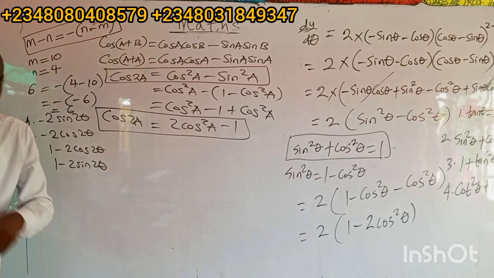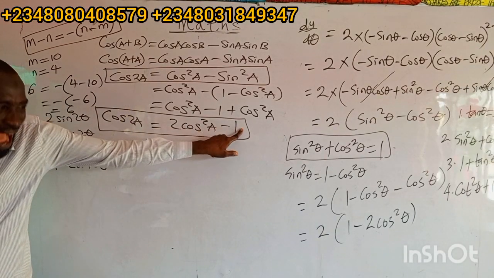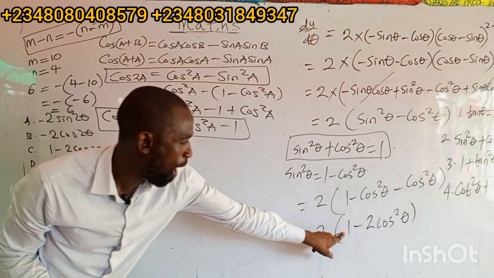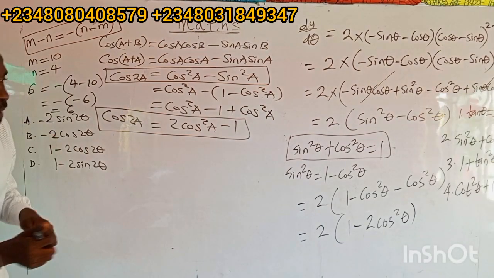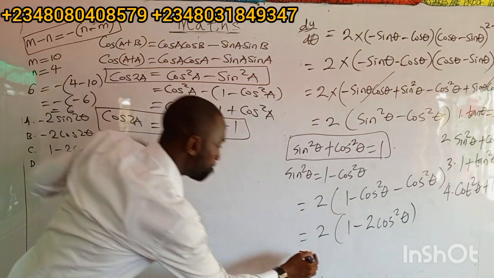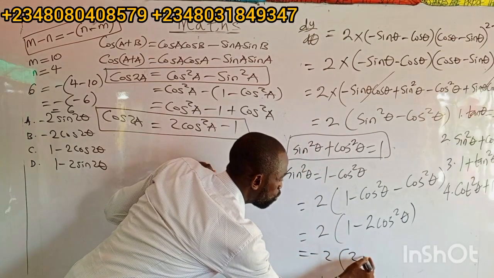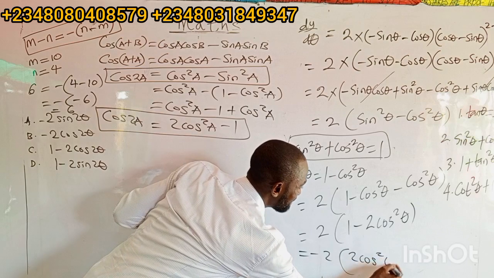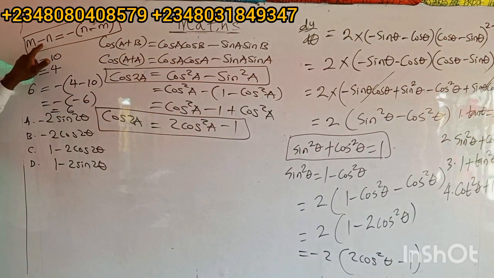You know, the correct answer is supposed to be 2 cos square A minus 1. But here I'm having 1 minus 2 cos square A. So if I introduce minus, what is going to happen? If I introduce minus from this concept, it will be minus 2 open bracket, rather than 2 cos square theta minus 1. Is it clear?